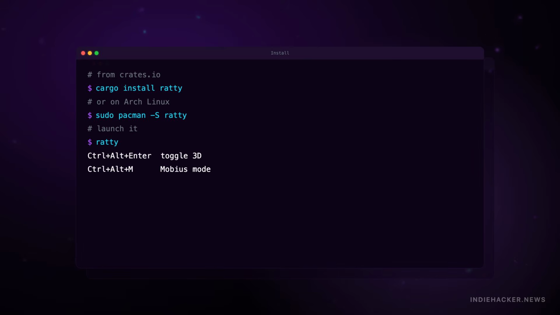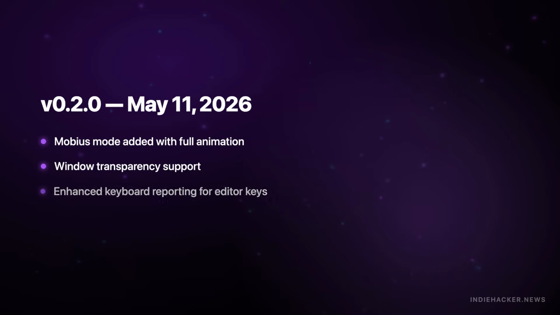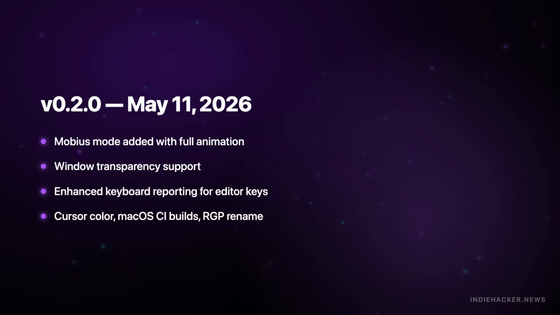Version 0.2 landed Monday with the things you actually want. Mobius mode was added with proper animation. Window transparency works now. Enhanced keyboard reporting from modified special keys was wired up so apps like Helix and NeoVim play nice. The cursor accepts color configuration. The macOS build pipeline was set up so Apple Silicon and Intel binaries ship from CI, and the protocol got a rename. What used to be toggle mode is now toggle 3D mode, which is the kind of breaking change you make when you decide 3D isn't going away.